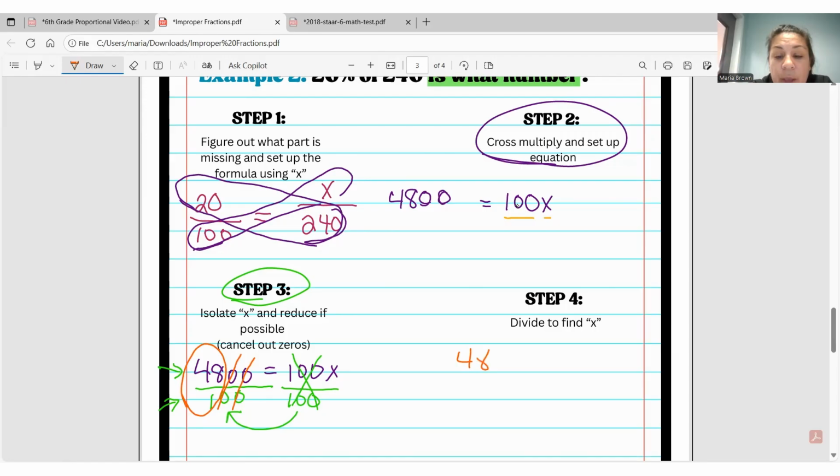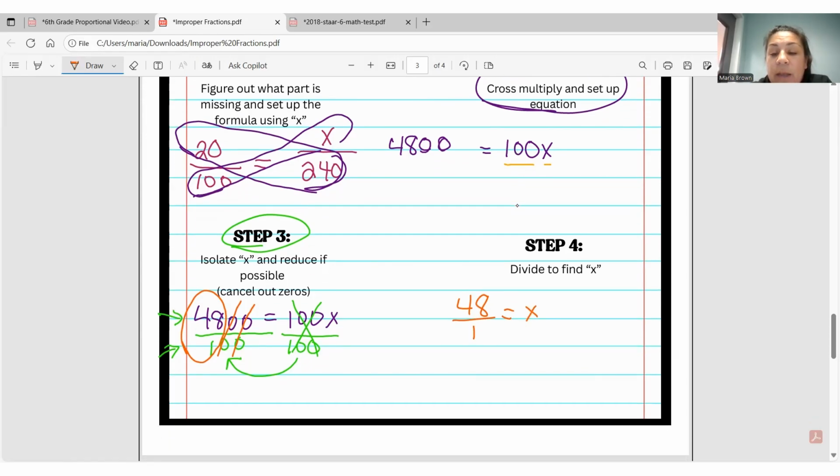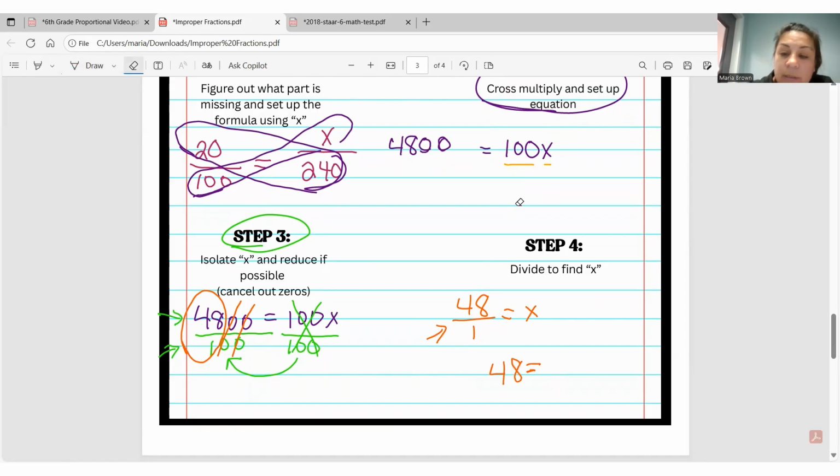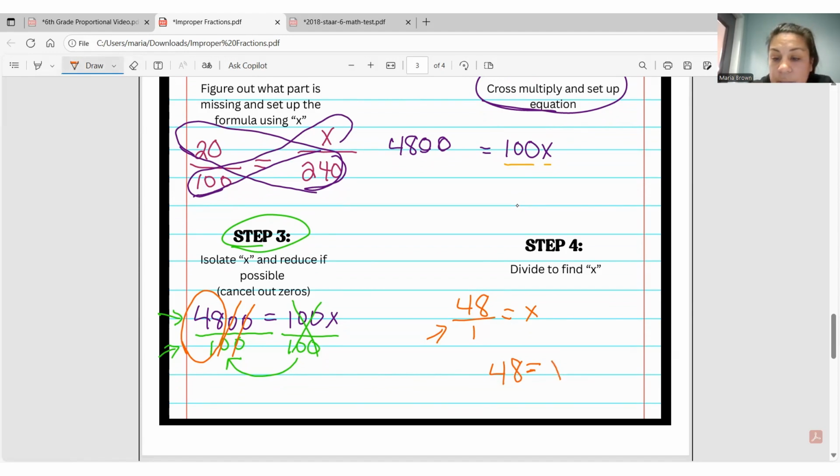So here we go. We have 48 divided by 1 equals x. Well, we know that 48 divided by 1 is just 48. So 48 equals x. Okay, and what does x represent? It represents the part that we are looking for today. Sorry, my pen is acting weird. It is 48 equals x, and that is the part.